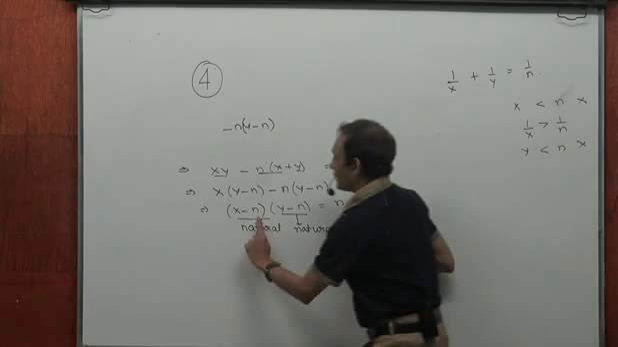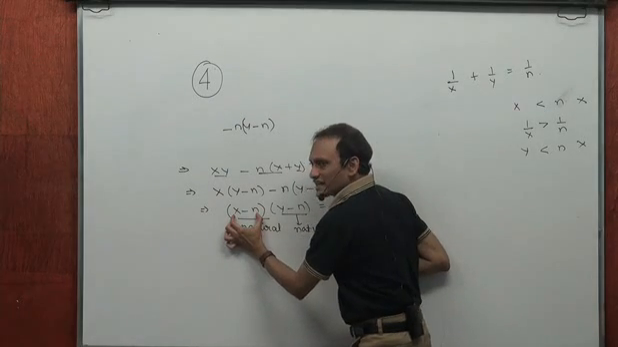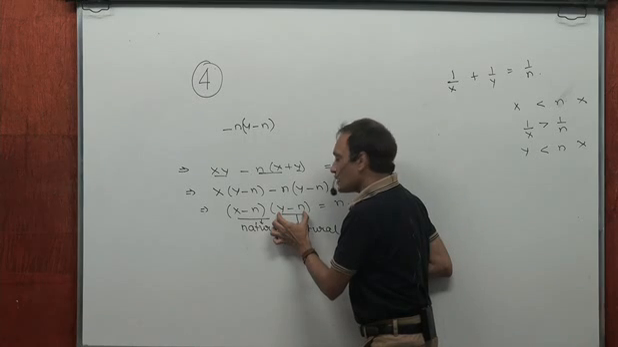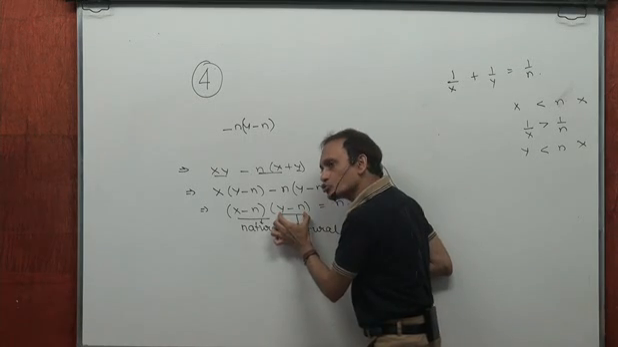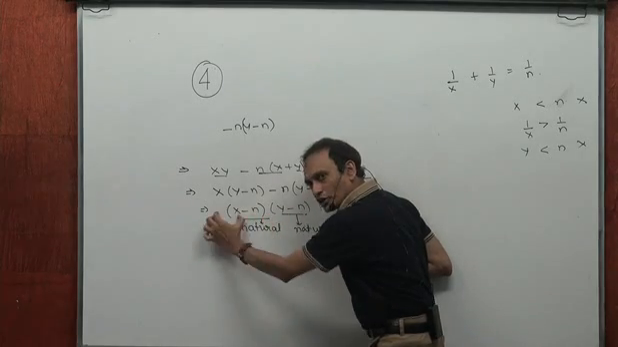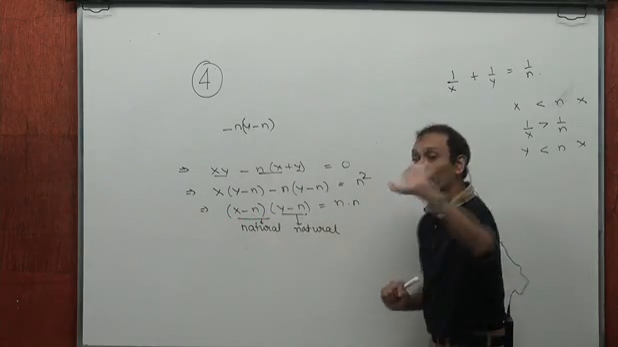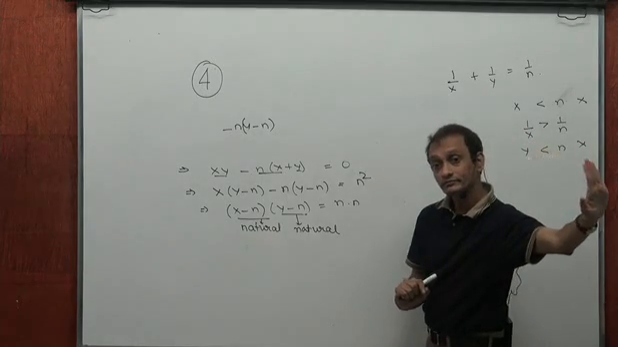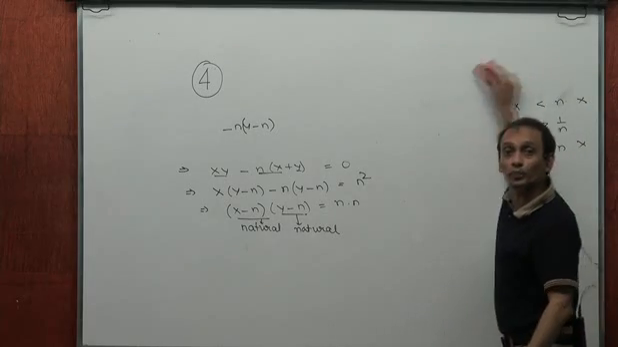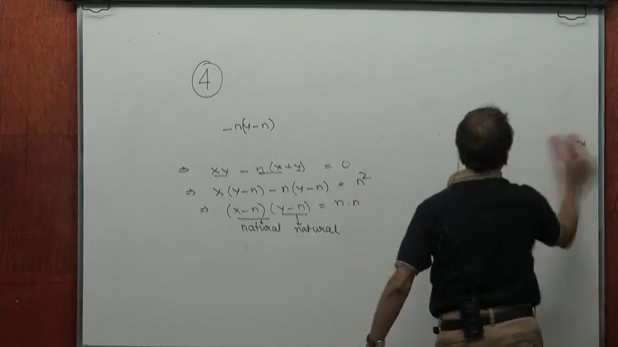Therefore, they are integers, and if x is greater than n, it's a natural number. x, y and n are integers. If y is greater than n, then this also is a natural number. So this is a product of two natural numbers. Product of two natural numbers equal to n squared. Right? Now, let's list out all possibilities from this.